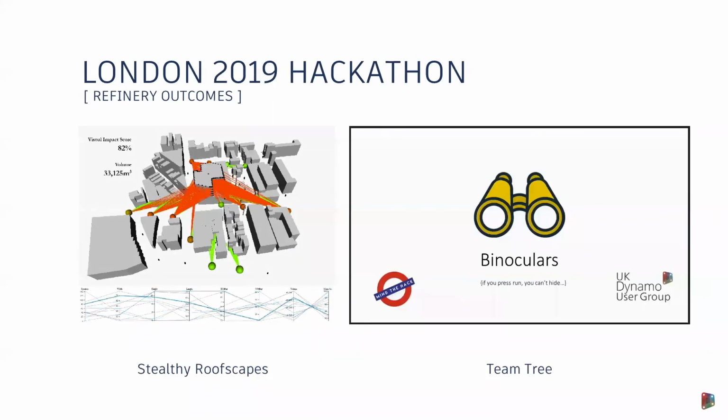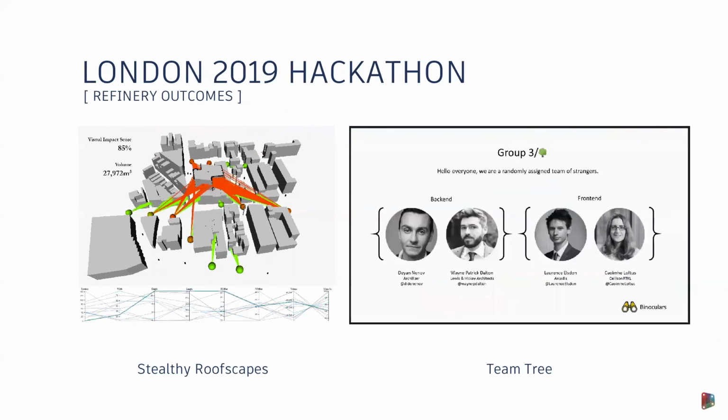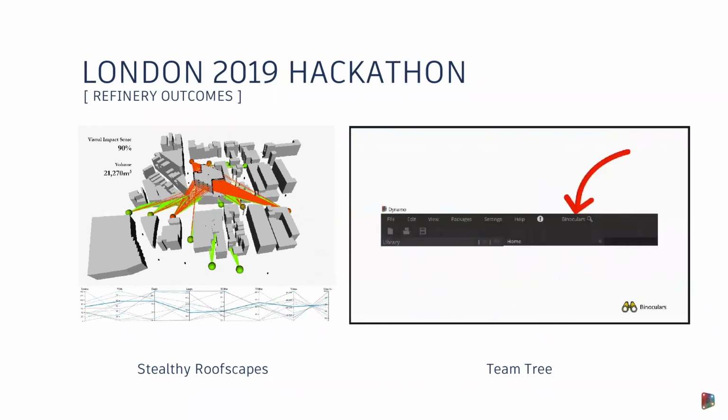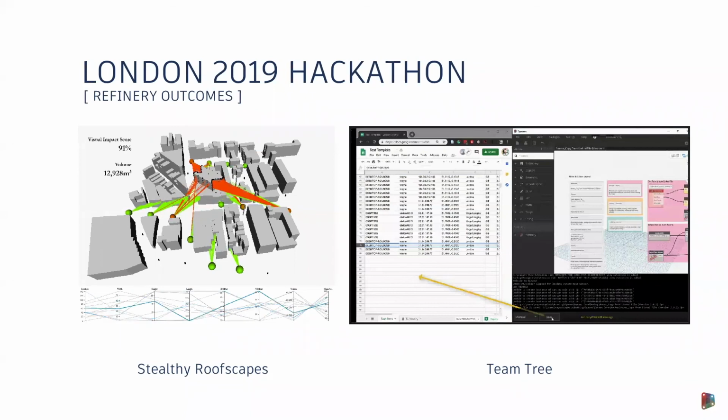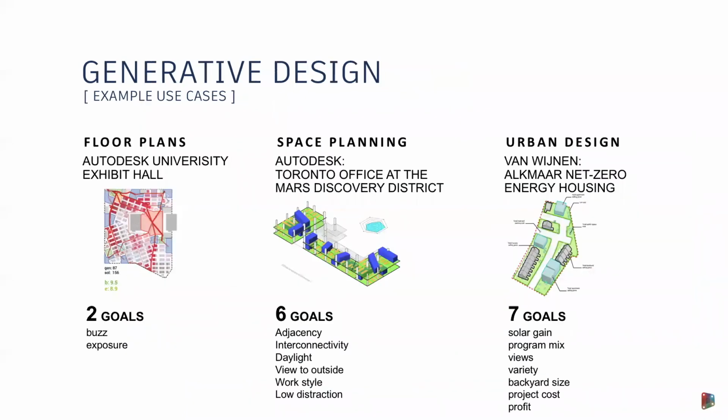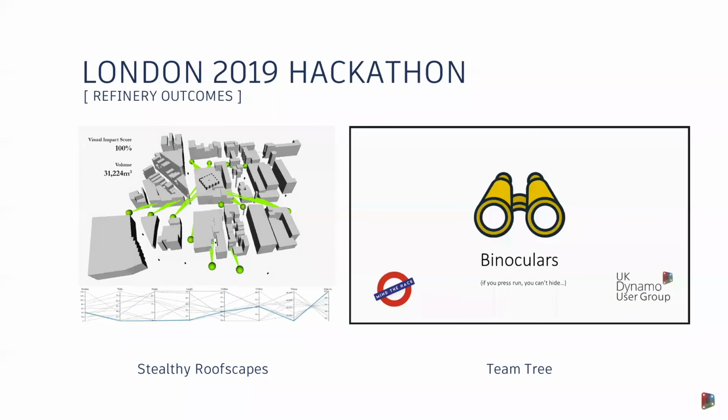We also had Stealthy Roofscapes, who were looking to generate the ability to build buildings on top of buildings. So understanding what kind of space in the London context we could build when you're not allowed to actually see that new building. In this case, we have the ability to have a visual impact score.